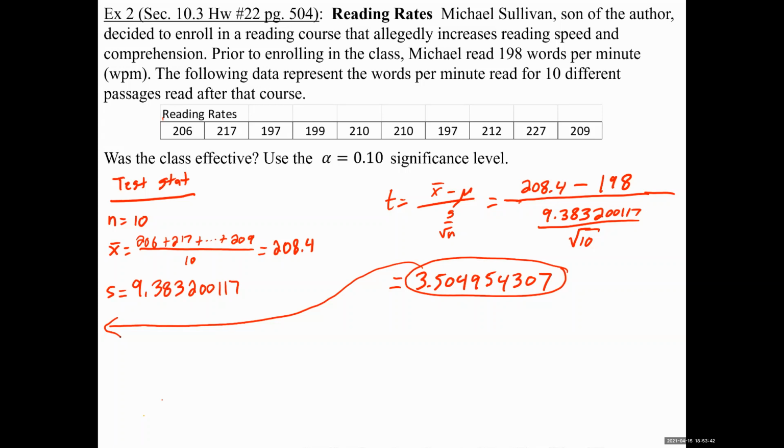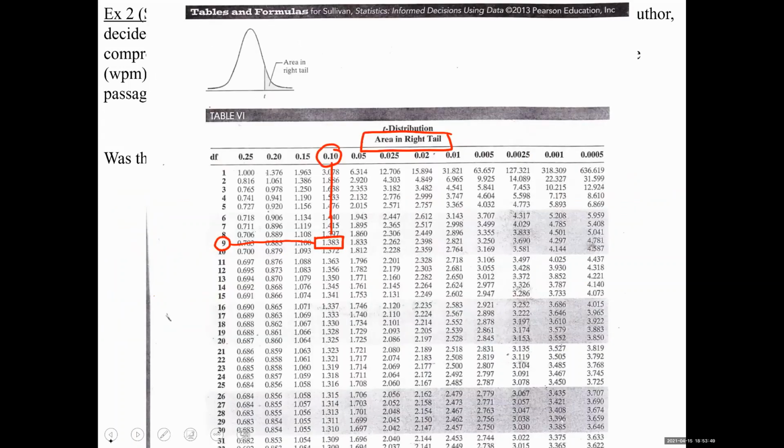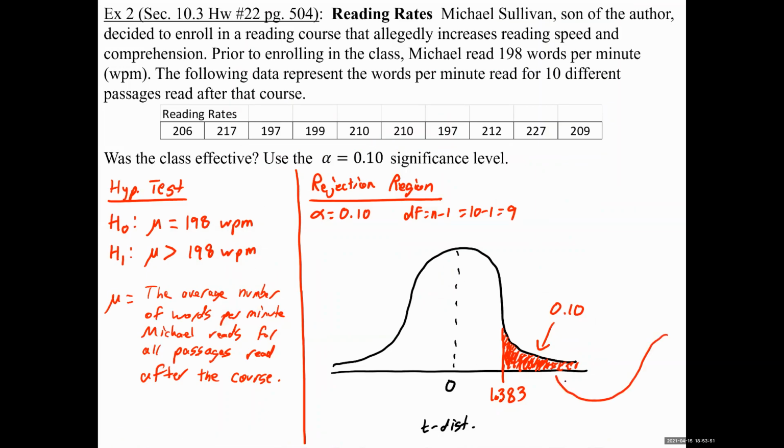Let's see what the chat is saying. Reject H0. Okay, let me see. I don't know. 3.5, whatever, right? So let's go back to here. Yeah, 3.5, whatever, is bigger than 1.383. So we land in the rejection region. We land in the shaded region. That's when you reject H0.